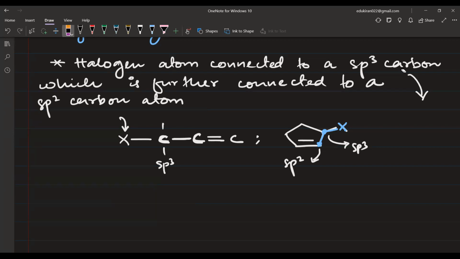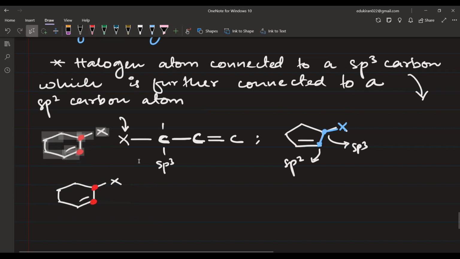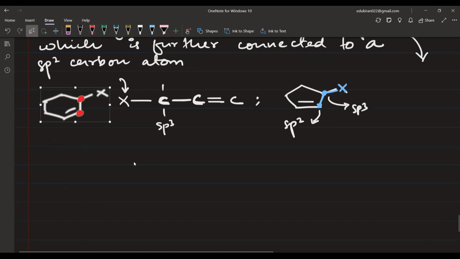First of all, whenever you have to identify, for example, if I ask you to identify whether it is allylic or not, first of all you will identify this halogen atom. Halogen atom is here. Then check the next atom. It is sp3. Then check the next atom. It is having a double bond. Then it is going to be allylic alkyl halide.